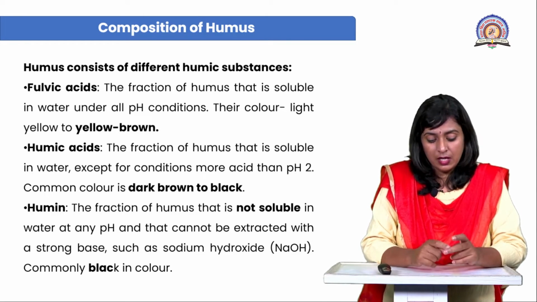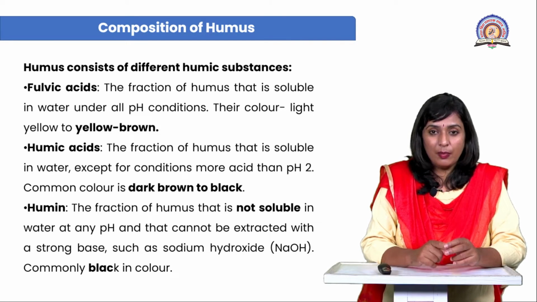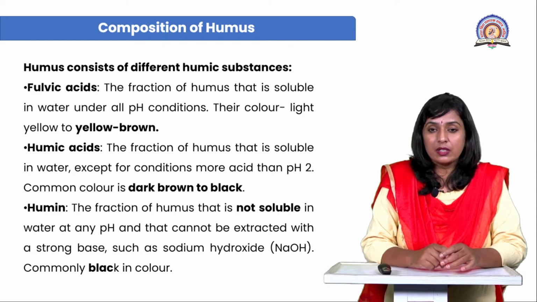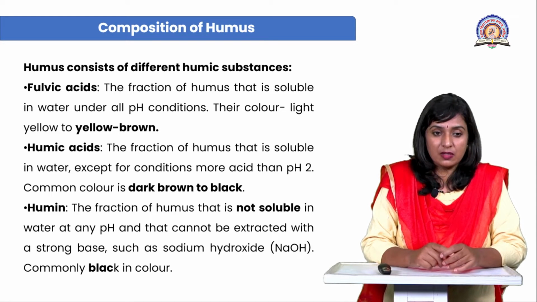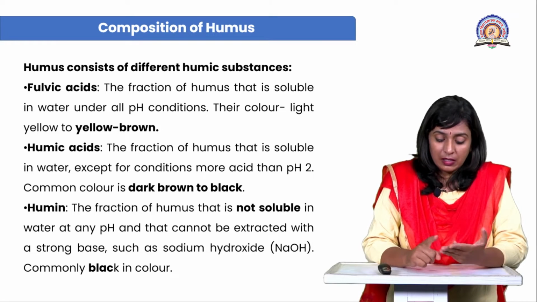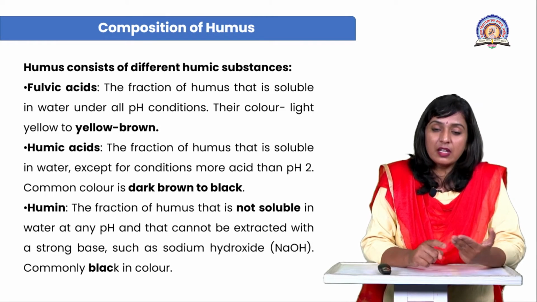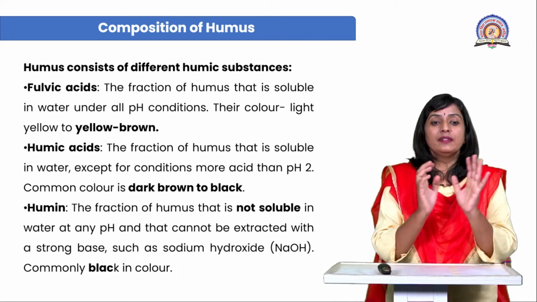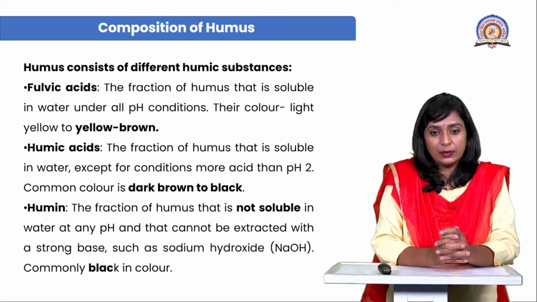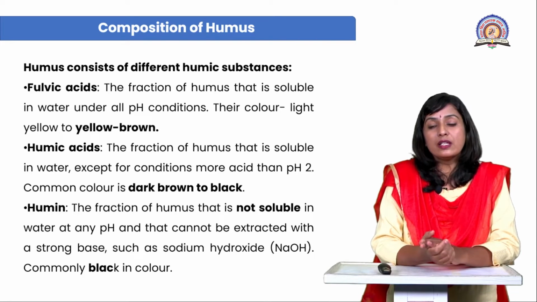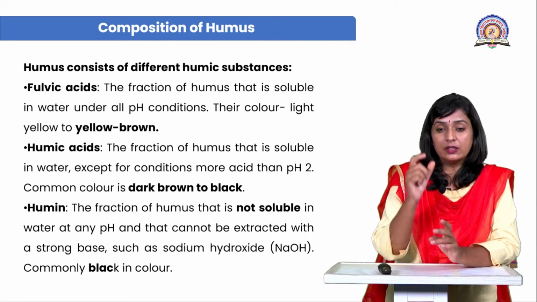The basic, or you can say major, components of humus, right? Humus consists of different humic substances, which are fulvic acid, humic acid, and humin. These are the three very basic, or you can say three main, components of humus. Okay, so fulvic acid. What is fulvic acid? Whether it is useful or not, let's see. It is the fraction of the humus that is soluble. See this, this is very important.